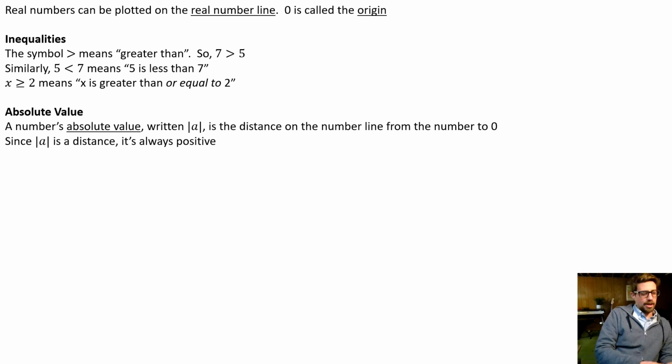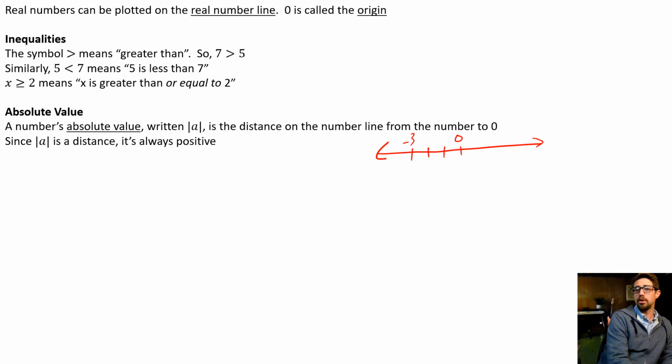The thing about a distance is that it's always positive. You would never say my house is -5 miles from here, simply because your house is 5 miles in the direction you're not facing. So let me draw another number line. Here's 0. Here's -3. So the distance from -3 to 0 is 3. Now the distance from 3 to 0 is also 3. So those two numbers have the same absolute value. It's as simple as that. The absolute value of -3 is 3, and the absolute value of 3 is 3. So it's always positive.